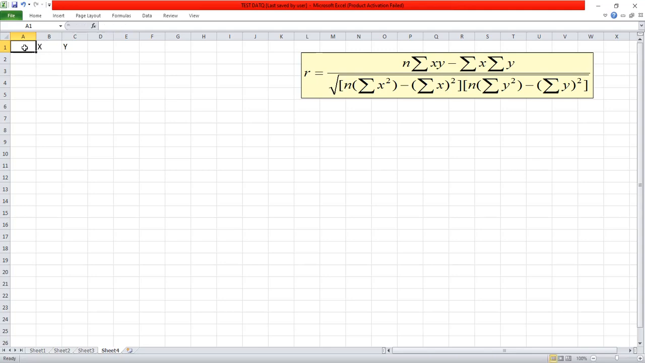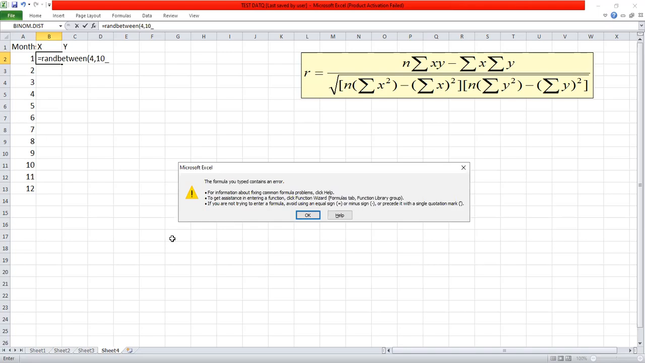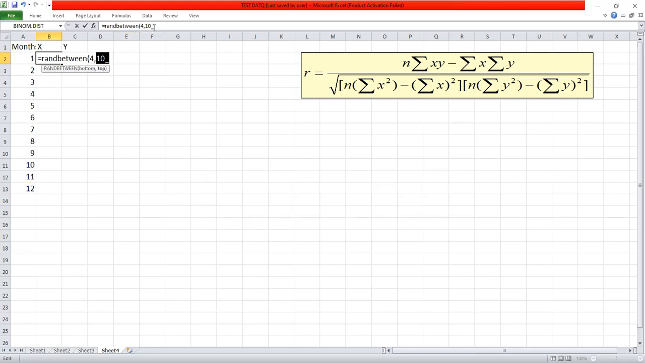The months of course start from 1 to 12, so 12 months. Then advertisement cost in millions of Kenya shillings. I just use a random number generator, RANDBETWEEN, say 4 to 10 million.